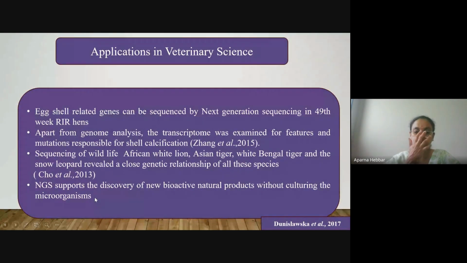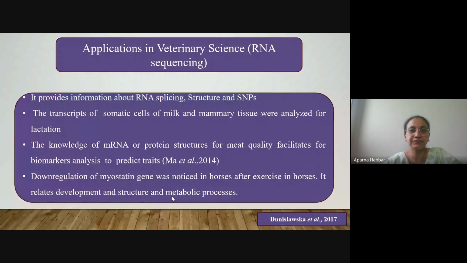The thing is, suppose one bacterium is producing some bioactive natural product, which might be helpful as a medicine or any other product useful in human industry, medicinal value, or the pharmaceutical industry. If we want it, we need to culture the bacteria, then that product has to be isolated, then it has to be tested. No need to do all these things. If NGS is done, then sequencing will be helpful to analyze whether that organism is able to produce a new bioactive natural product. So there is no need to culture the microorganism as a whole, and NGS is helpful to identify it.